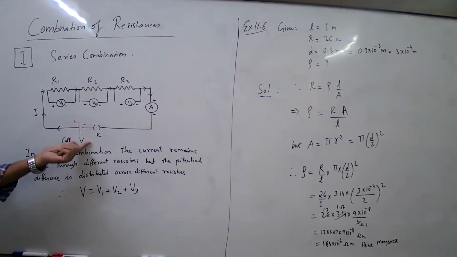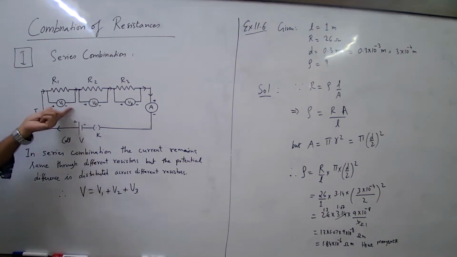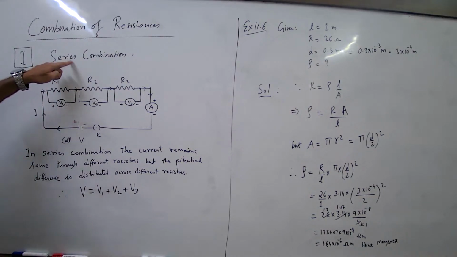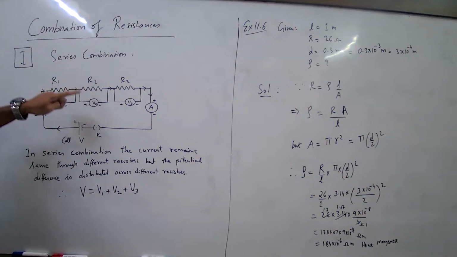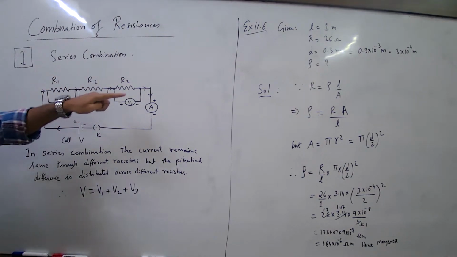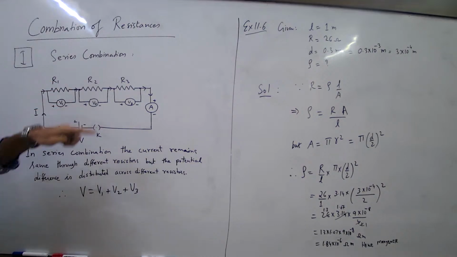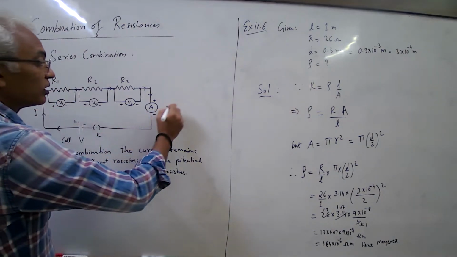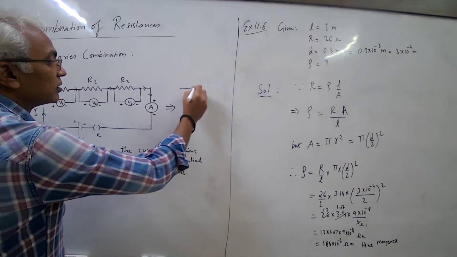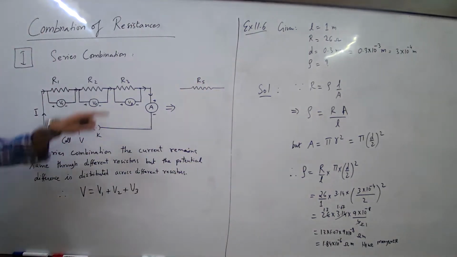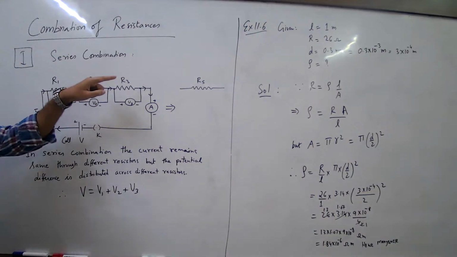So this applied potential difference is distributed across the resistors as V1, V2 and V3, so this will add up. So what are we supposed to find in the combination now? We are supposed to find the equivalent resistance of this combination. Let us say the equivalent resistance of this combination is RS.